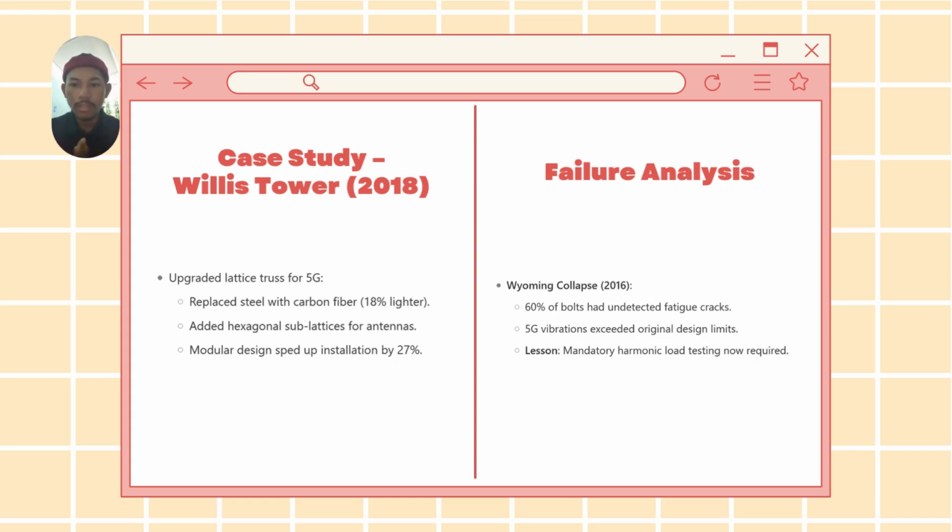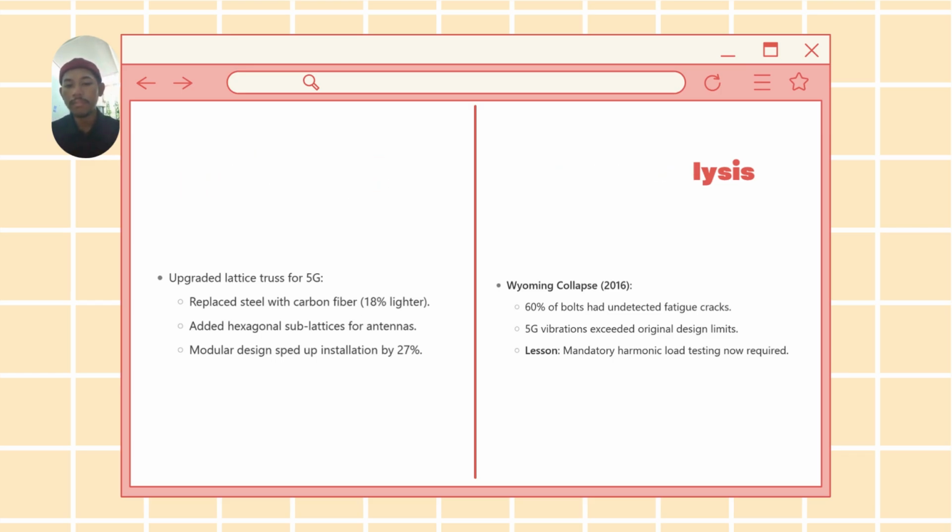Not all adaptations succeed. The 2016 Wyoming tower collapse revealed critical flaws. 60% of bolts had undetected cracks, and new 5G antennas caused vibrations beyond the original design. This disaster prompted stricter rules. Today, all retrofits must pass harmonic load tests to prevent resonance failures.